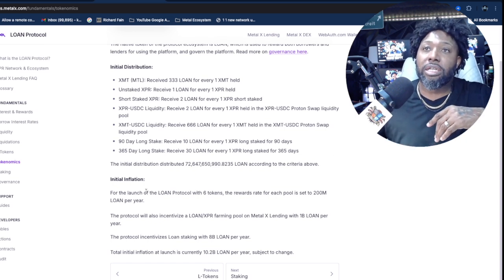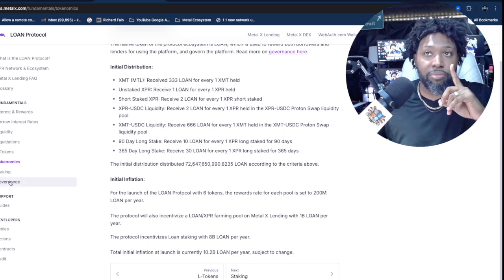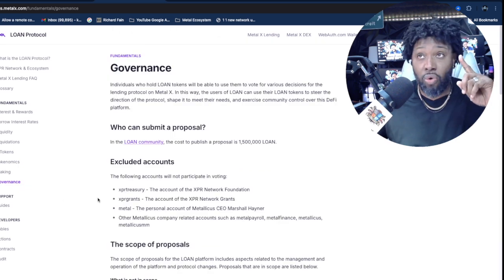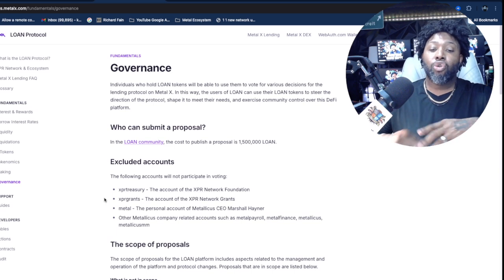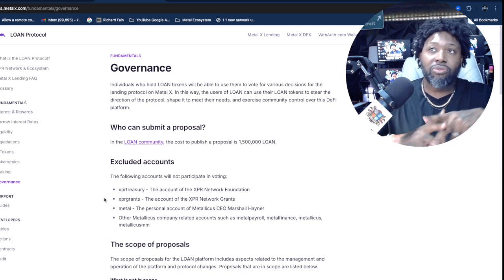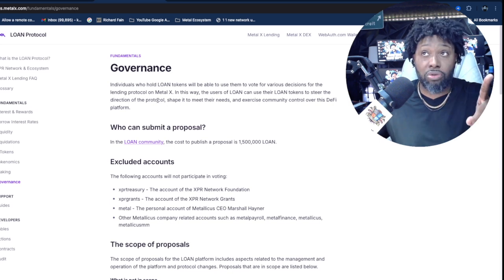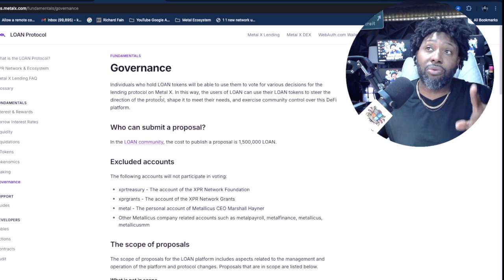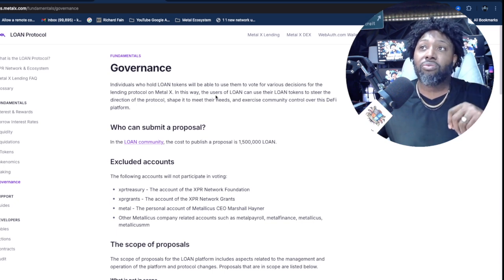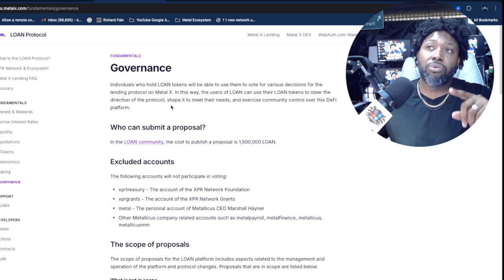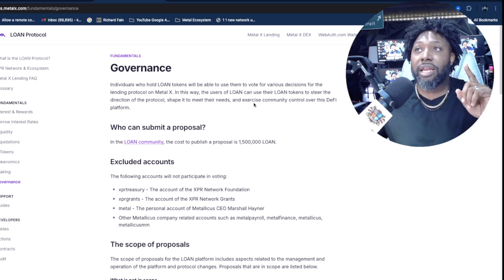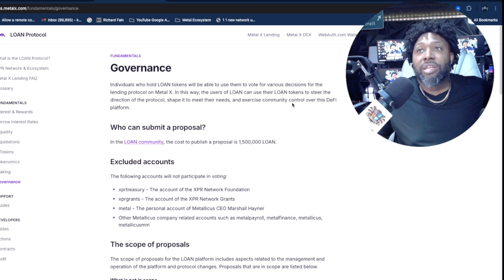So let's continue. This is the governance period, and this is cool because by holding Loan, you actually get to participate in the direction of how things go over here. And it basically says here, individuals who hold Loan tokens will be able to use them to vote for various decisions for the lending protocol on MetalX. And this way, the users of Loan can use the Loan tokens to steer the direction of the protocol, shape it to meet their needs, and exercise community control over the DeFi platform.